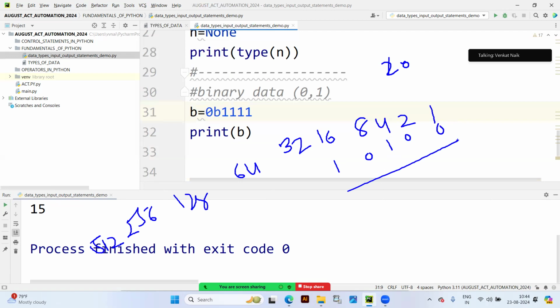Now similarly, tell me 65. Put 1 under 64, put 1 under 1, and the remaining all are going to be 0. 5 zeros. Are you clear? This is how, whatever large number you take, we can find the equivalent binary.